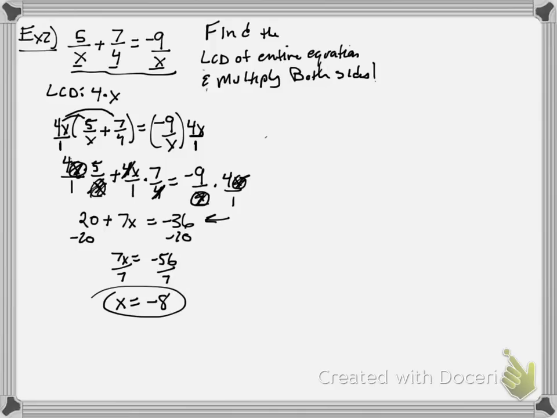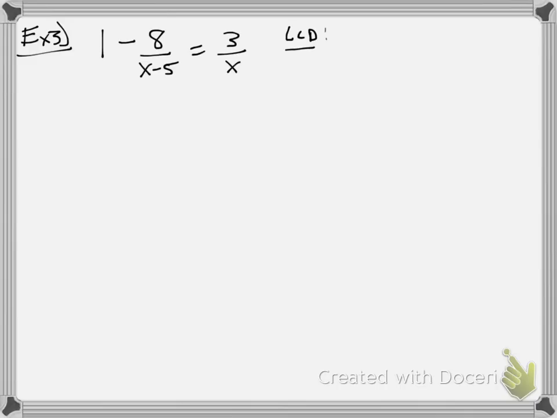Now, let's take a look at one more example here. Let's go to example 3. I'm going to do 1 minus 8 over x minus 5 equals 3 over x. Now, once again, hopefully you notice this is not a nice equation. I cannot cross-multiply to solve this one. I'm going to have to get the LCD, and let's multiply everything by the LCD.